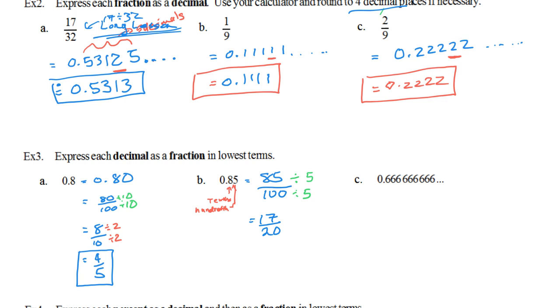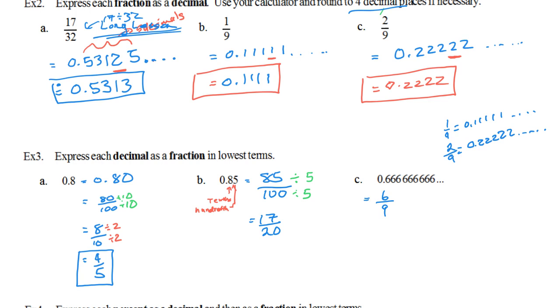Now, for 0.666666, we can always remember that this is just 6 over 9. Just like how we had 1 over 9 equals 0.11111 infinite, 2 over 9 is also equal to 0.22222 infinite. So that means 0.666 infinite is just 6 over 9.